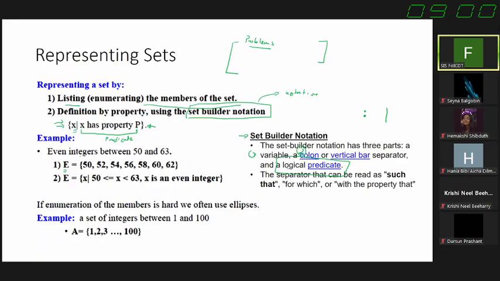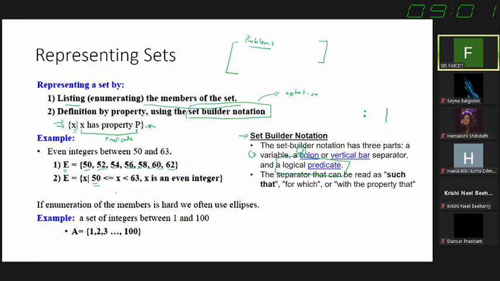So a little example: even integers between 50 and 60. E is a set of, so one way of putting it would be enumerating those elements, and another way would be to use a set builder: X such that X is an element of, X is greater than or equal to 50, and X is less than 63, and X is an even integer.